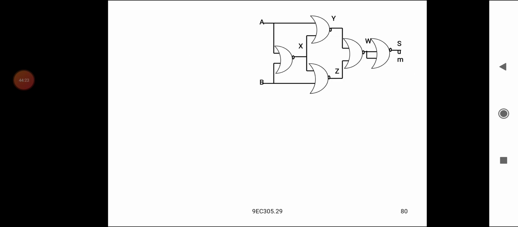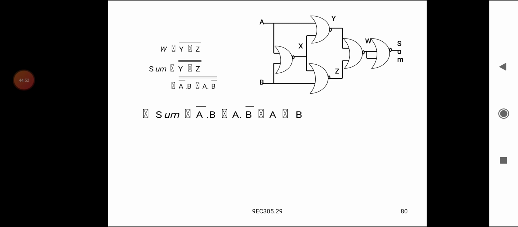So W equals (Y plus Z) whole complement. Sum S equals (Y plus Z) whole complement, whole complement cancelled, so Y plus Z. Here Y means A complement B, plus Z means A B complement. Then sum S equals A complement B plus A B complement, which is equivalent to A exclusive OR B.